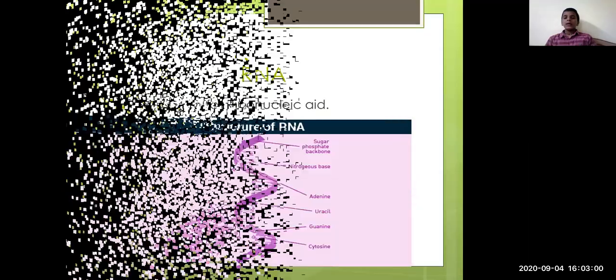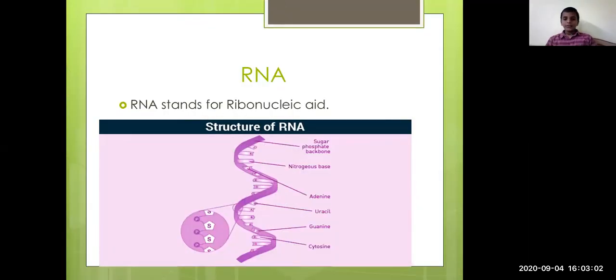Next comes RNA. RNA stands for ribonucleic acid. Structure of RNA: sugar phosphate backbone, nitrogenous bases adenine, uracil, guanine, cytosine. Here, DNA has two strands, but RNA has only one. And thymine is not present in RNA.